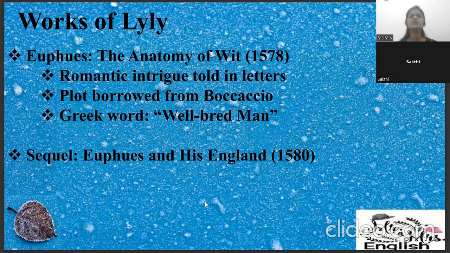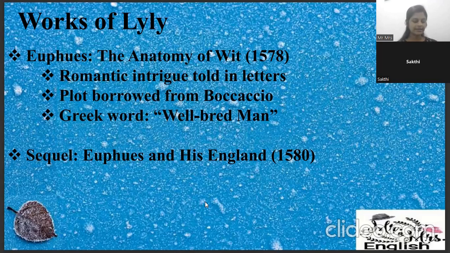1578. Actually, this work is a romantic intrigue told in the form of letters. This is interposed with discussions on love, religion, and such things. He borrowed this plot from Boccaccio. We don't know exactly which work of Boccaccio, but anyway, the source is Boccaccio. And Euphues, the first word, comes from a Greek word, and that Greek word means well-bred man.